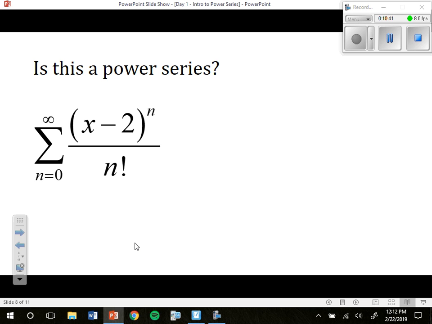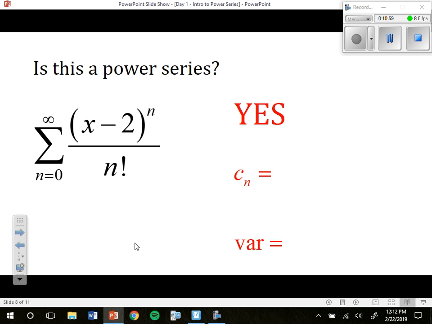Is this a power series? What's a power series? Coefficient times x or x minus a to a power. So no. Zane's saying yes. Yes. So we need to be able to determine what our coefficient is and what our variable expression is.